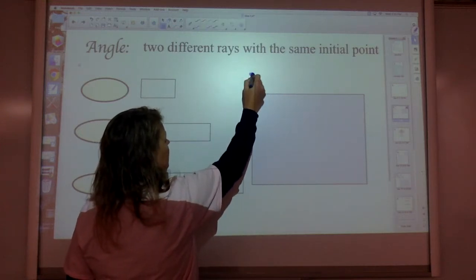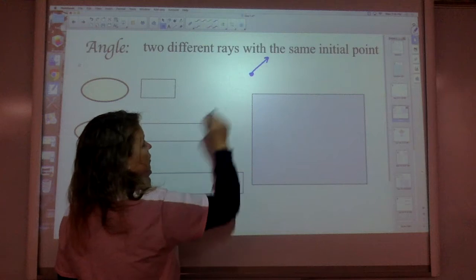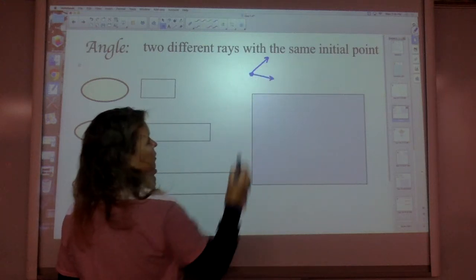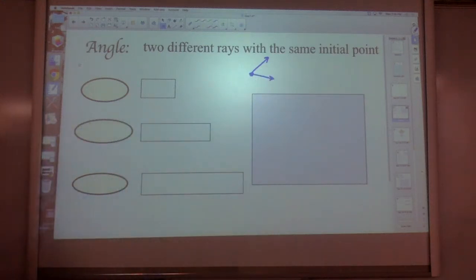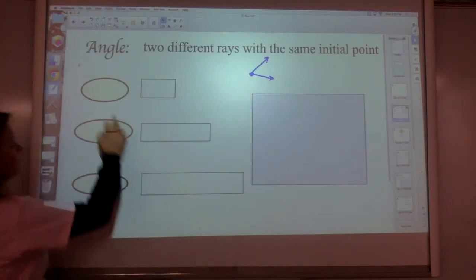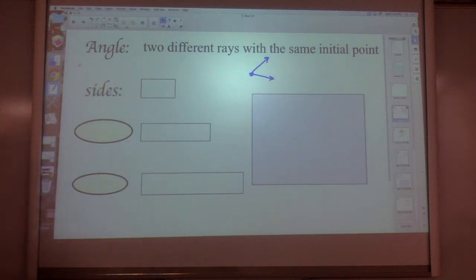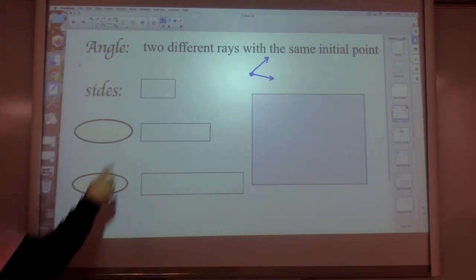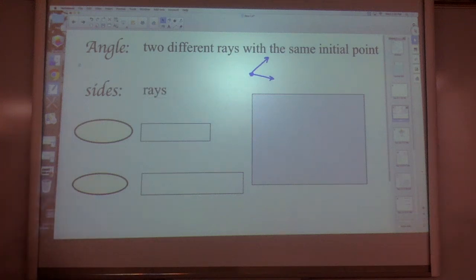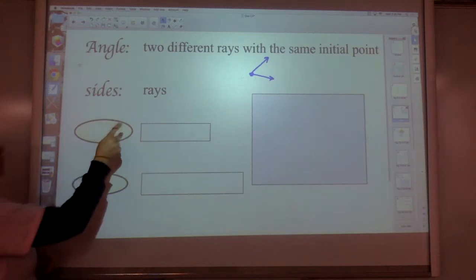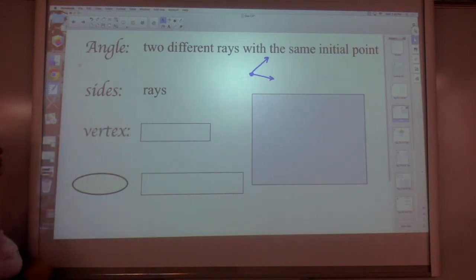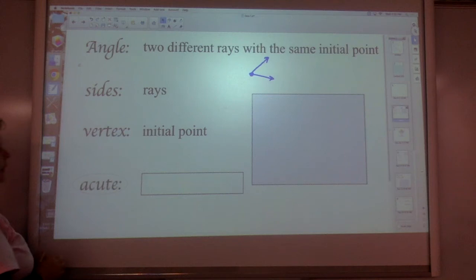Here's an initial point. There's a ray, which means it goes infinitely. There's a ray, which means that goes on infinitely. Same point, two rays. They do not have to be opposite rays. Again, you're going to pause this as we go. Sides. The sides of the angle are always rays. Always named rays. Not segments, not lines, rays. The vertex is that initial point. The point that we started with is the vertex.